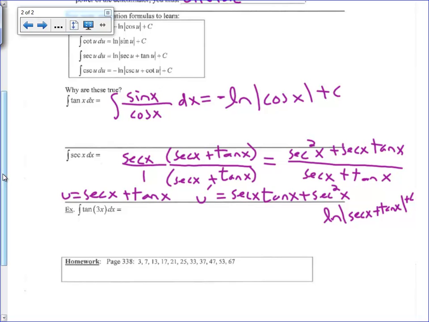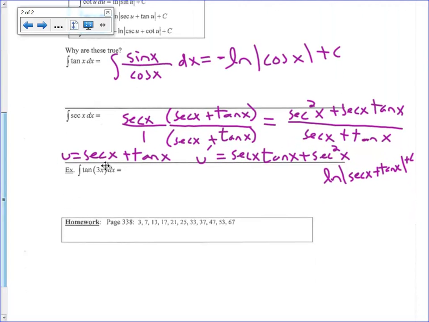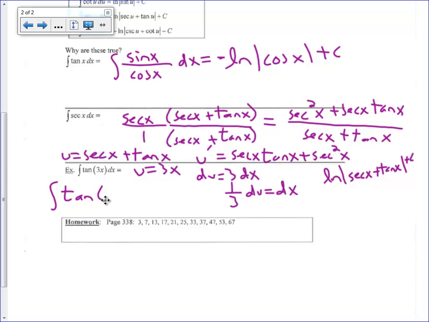All right, the last one we're just going to actually answer, integral of tangent of 3x. So I'm going to let my u be what's in parentheses there. U is going to equal 3x. So my du is going to equal 3 dx. Now I don't have a 3 here, so I'm just going to solve this for dx. So I'm going to have 1/3 du is equal to dx. So I'm going to turn this integral into the integral of tangent of u times 1/3 du.